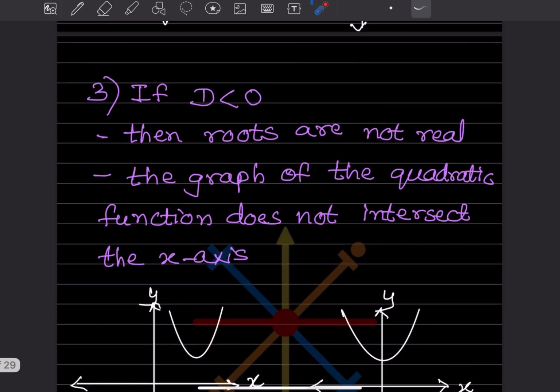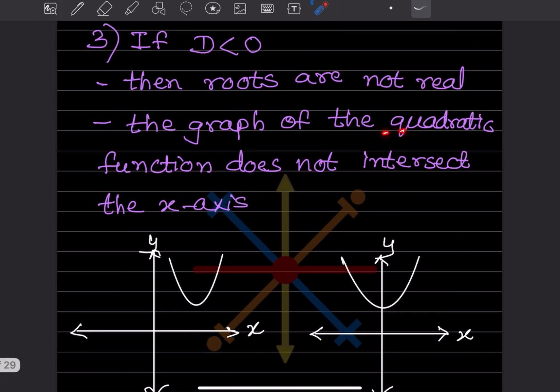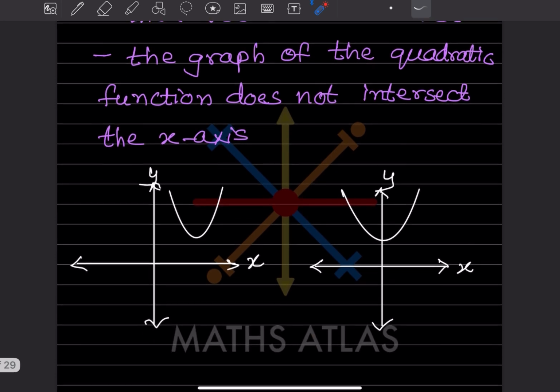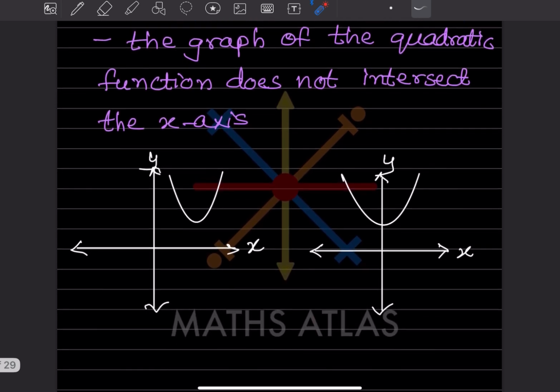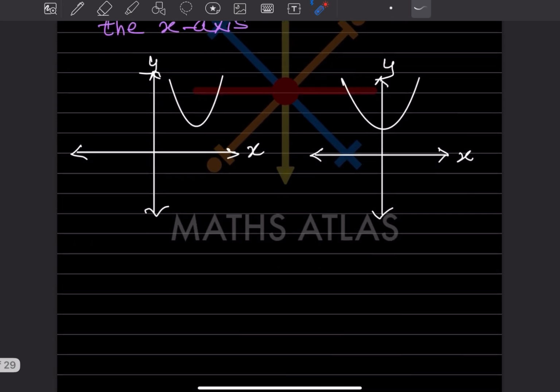And if D is less than 0, then the roots are not real. And the graph of the quadratic equation does not intersect the x-axis. Can you see here, this is the x-axis, so it is not intersecting the x-axis. So this is if D is less than 0.